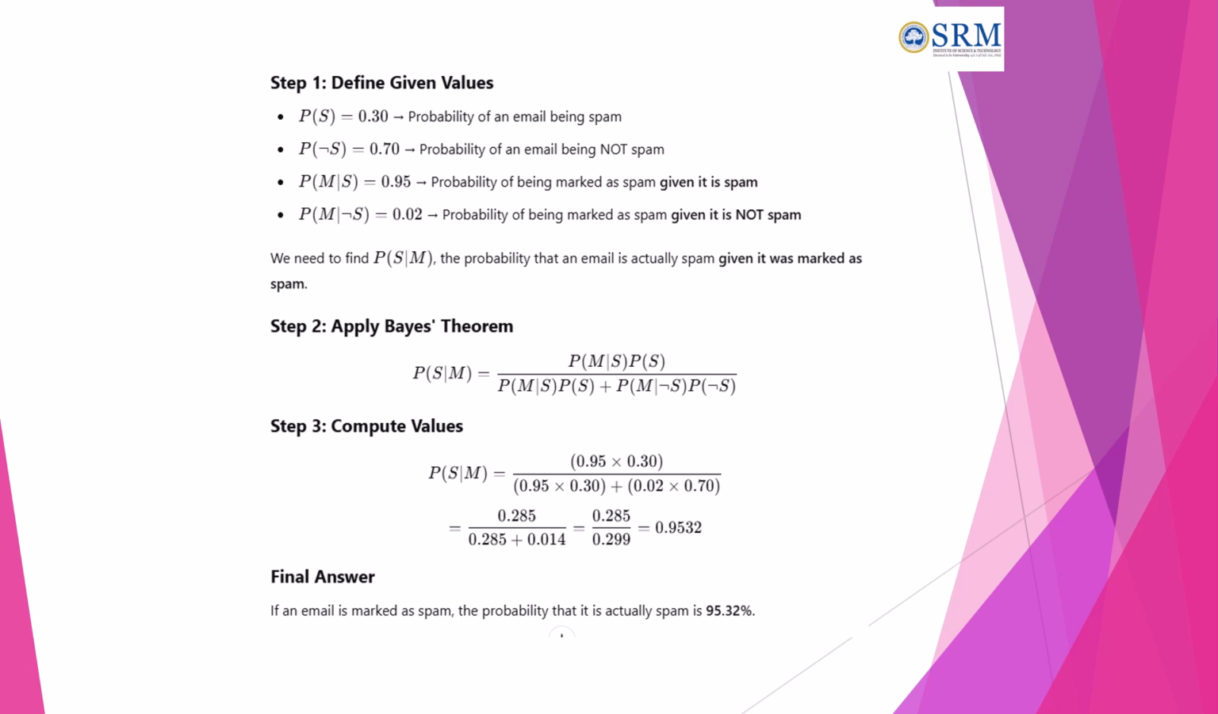Now, if the filter marks an email as spam, what are the chances that the email is really spam? We use Bayes' theorem again, which helps us combine how common spam emails are, how good the filter is at catching spam, and how often it makes mistakes. We apply the given values in the formula. It turns out that there's about 95% chance the email is truly spam. If it's marked as spam by the filter, this shows the filter is quite reliable.